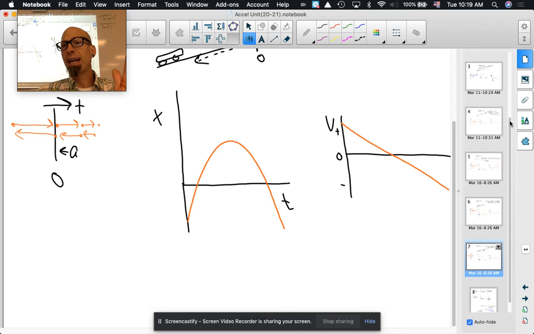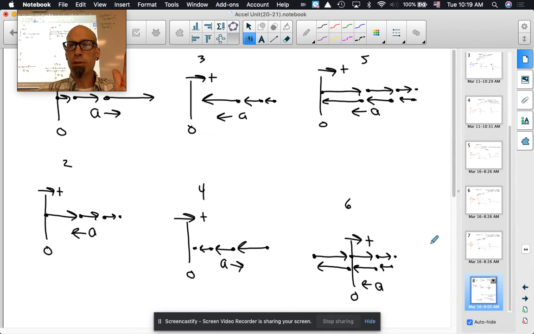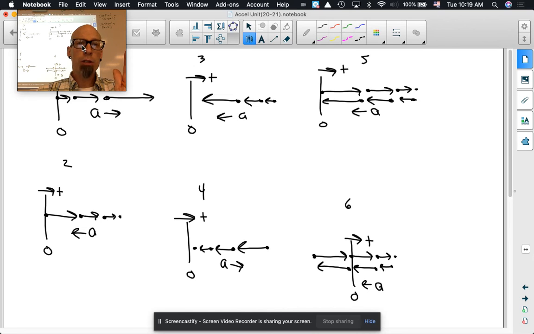Then what I did next is I compiled all of the motion maps that we've had up to this point. Scenario 1, 2, 3, 4, 5, 6, all of the motion maps all together. Question, what is the pattern here? There is a pattern with the A, the acceleration, and the velocity arrows. The question is, do you see the pattern?